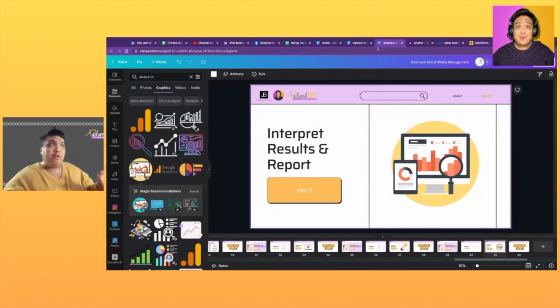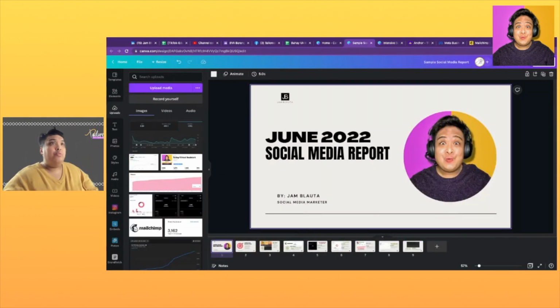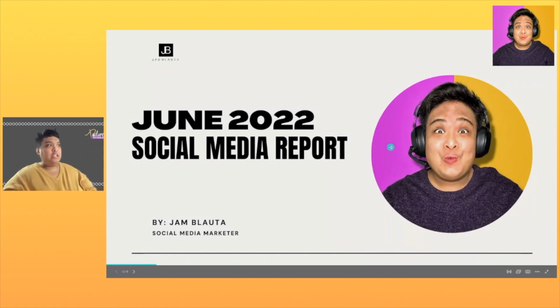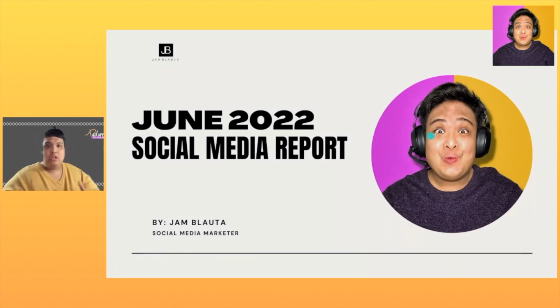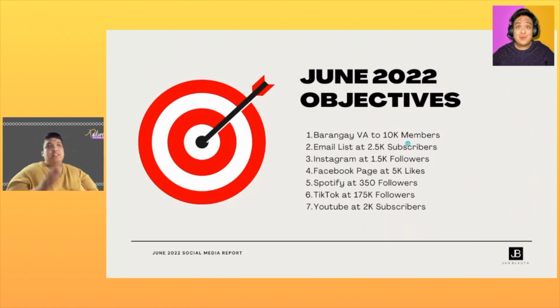This is a sample report of what? Buhay Virtual Assistant from June 1 to June 30. Okay, June 2022 social media report. For example, ang inyong goal ay ang mga sumusunod. Goals: Barangay VA at 10K members, email list at 2.5K subscribers, Instagram at 1.5K followers, Facebook page at 5K likes, Spotify at 350 followers, TikTok at 175K followers, YouTube at 2K subscribers.